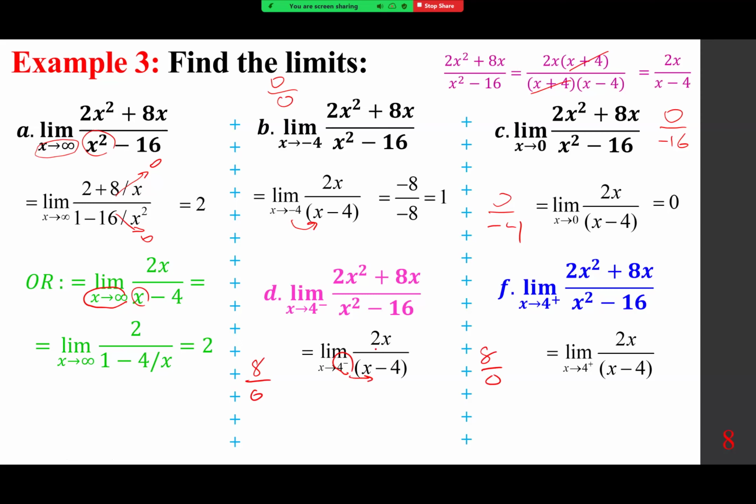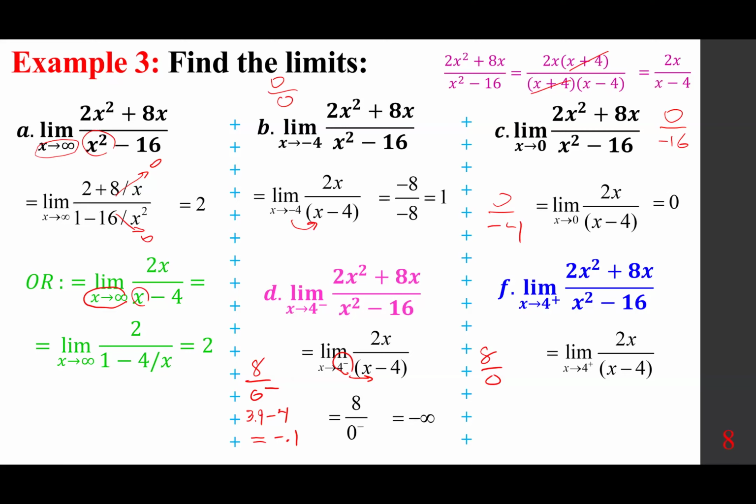When you plug in, please understand, in the case of a numerator, 2 times 4 from the left, that means like 2 times 3.9999 is almost 8. The numerator is 8 or close to that. But the denominator is 0. 4 from the left, you pick up a number such as 3.9, and you say minus 4 makes a negative 0.1. So it makes 0 from the left, which makes it positive over negative is negative, negative infinity.